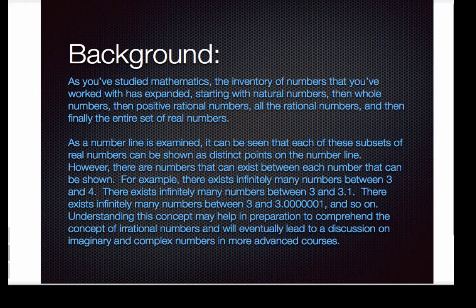Some background for this lesson. As you've studied mathematics, the inventory of numbers that you've worked with has expanded, starting with natural numbers, the counting numbers, then whole numbers, then positive rational numbers, fractions, all the rational numbers, and then finally the entire set of real numbers. And we have the negatives in there. As a number line is examined, it can be seen that each of these subsets of real numbers, meaning smaller sets, can be shown as distinct points on the number line.